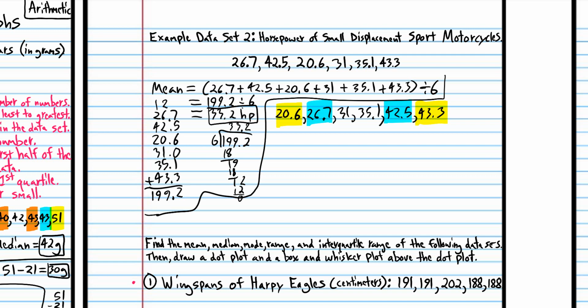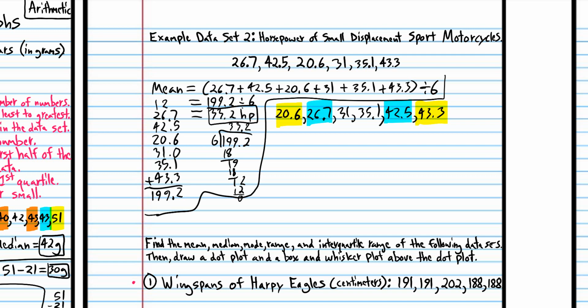So what we're going to do is take these two numbers and find the number that's right between them. Even though the number right between them isn't a number in the data set, that number is going to be the median. So again, the median is literally the center of the data.